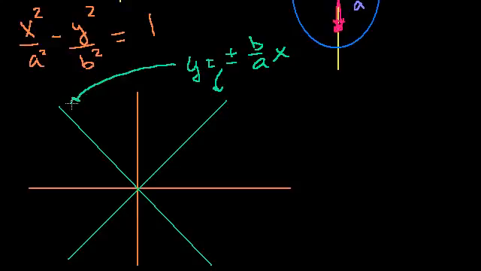And then this is what I call a horizontal hyperbola. The way you can think about that is, if you solve for y, you'll see that you're always going to be a little bit lower than the asymptote.